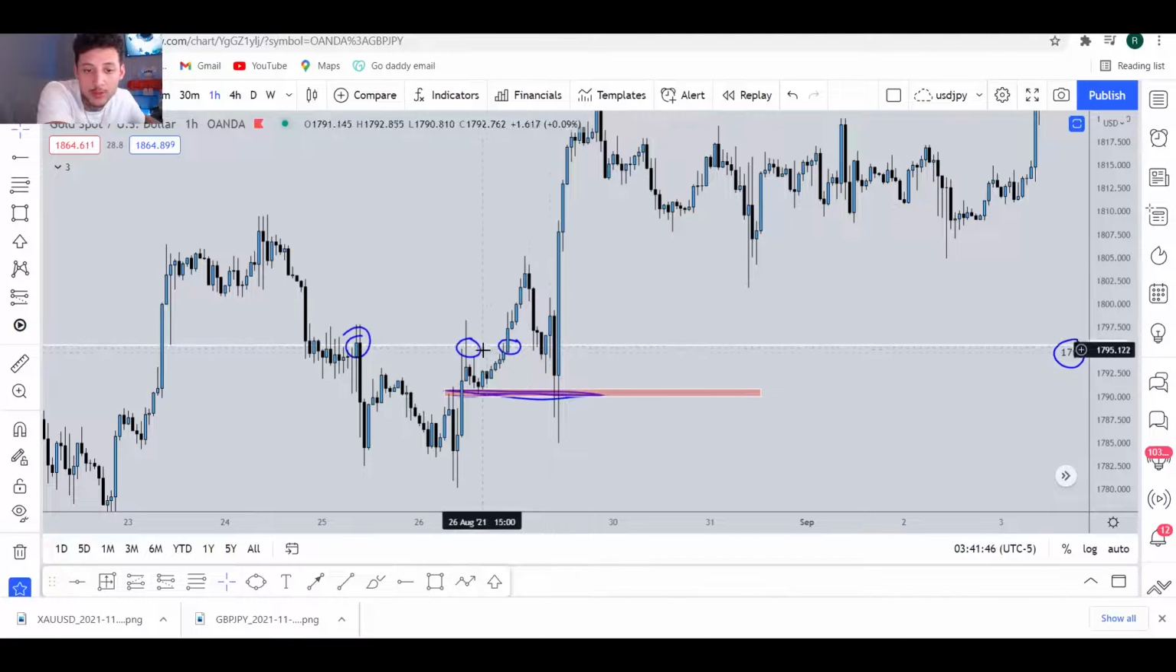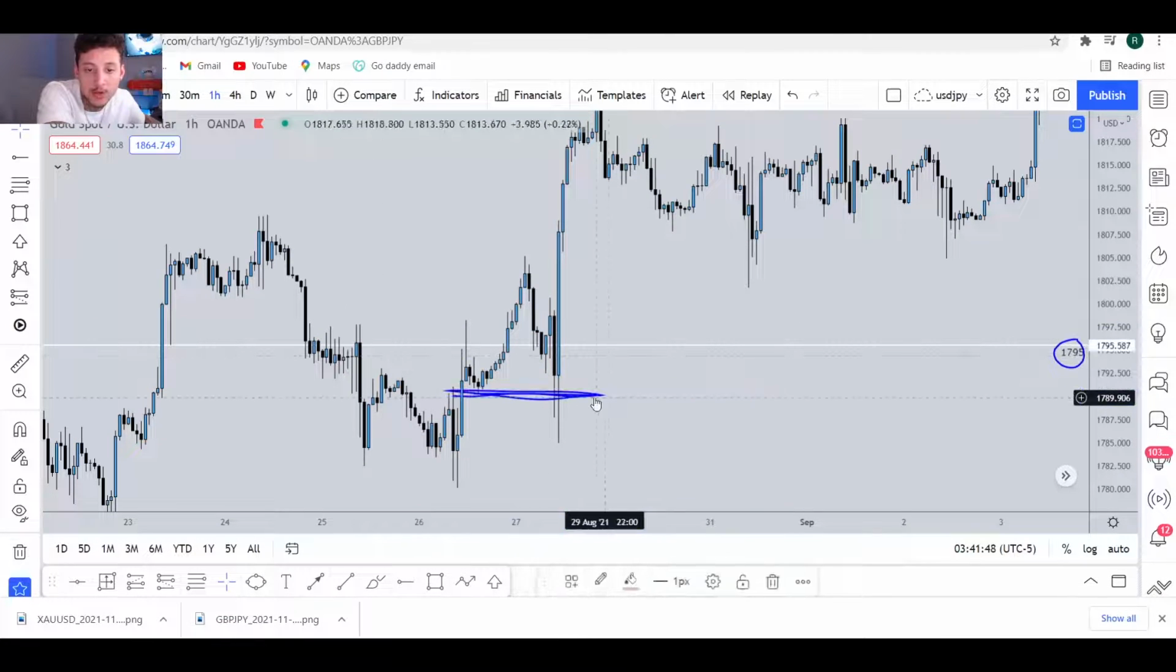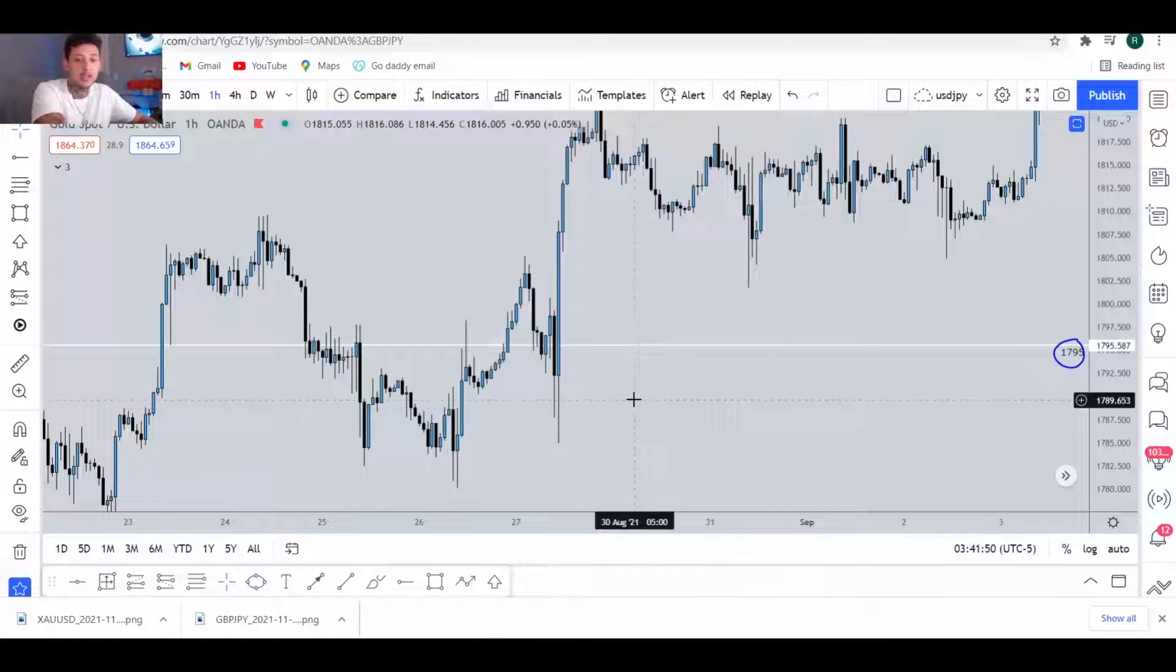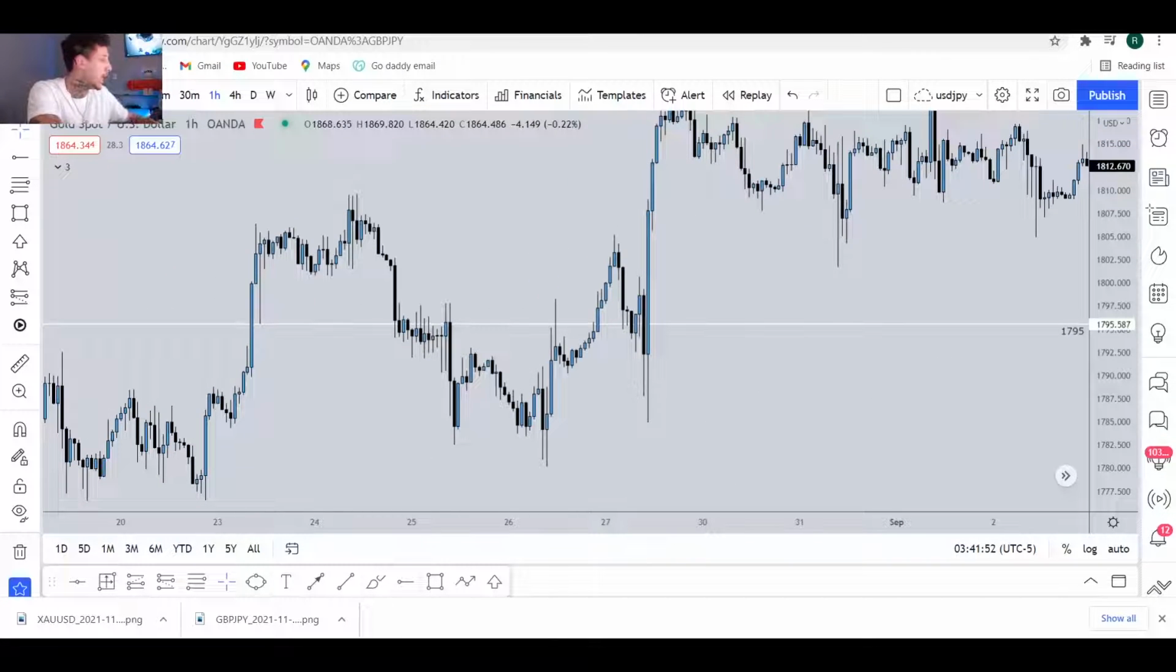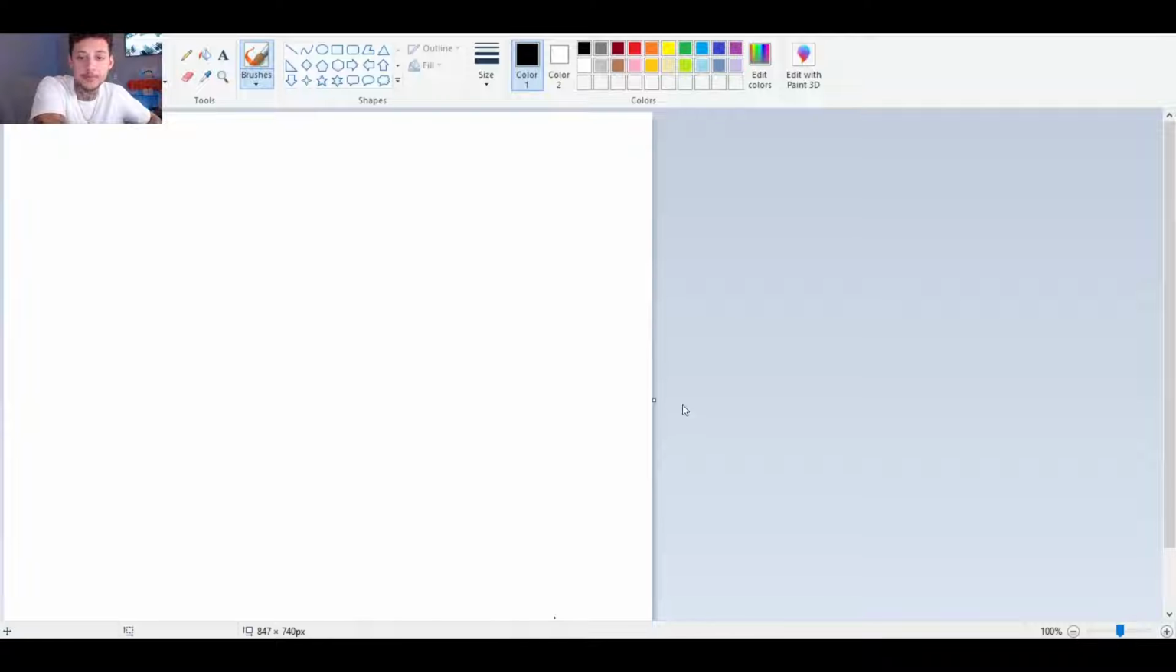So those are two real examples. What I'm going to do is kind of draw it out for you guys and explain to you guys what's actually happening here. So give me 2 seconds, right? I'm going to open up software here. We're going to open up Paint, right?